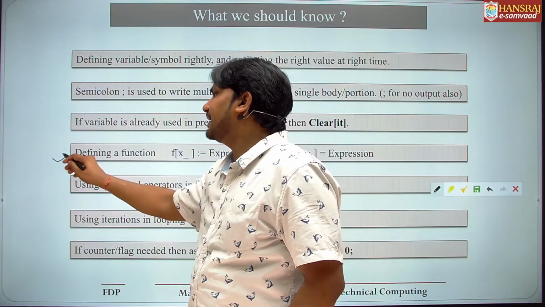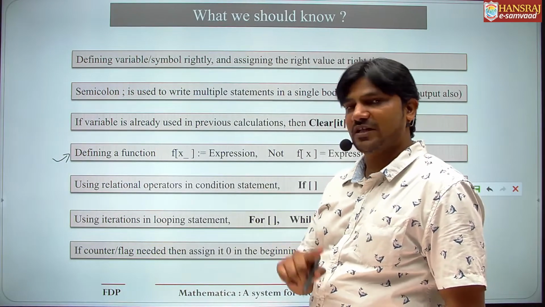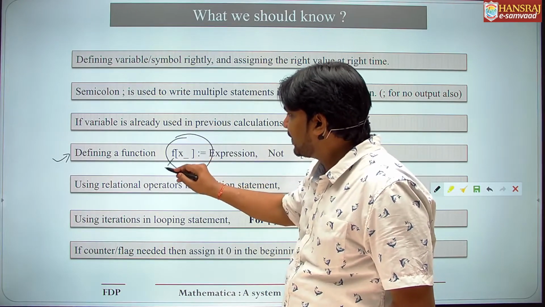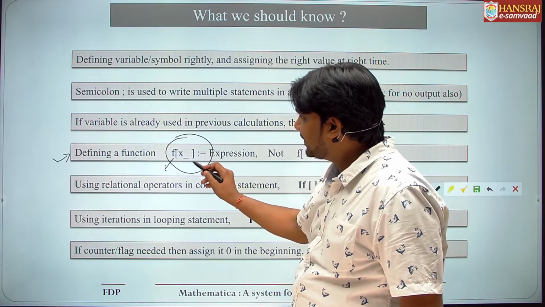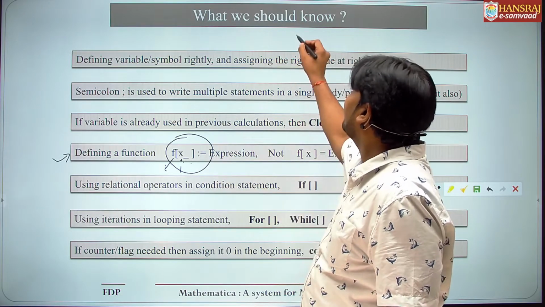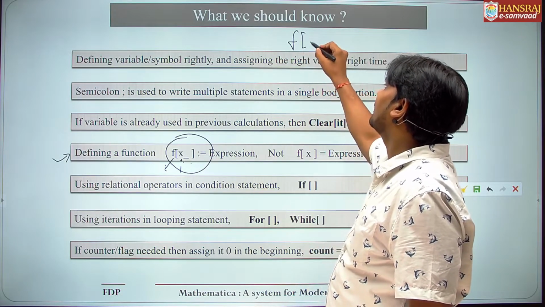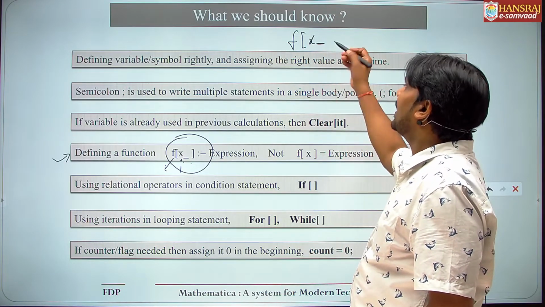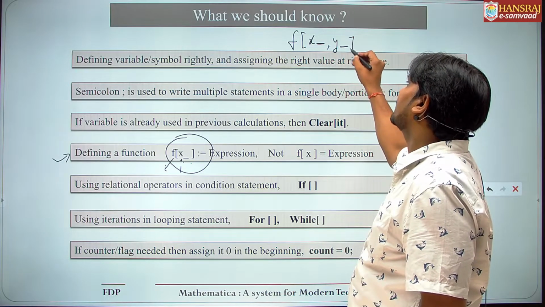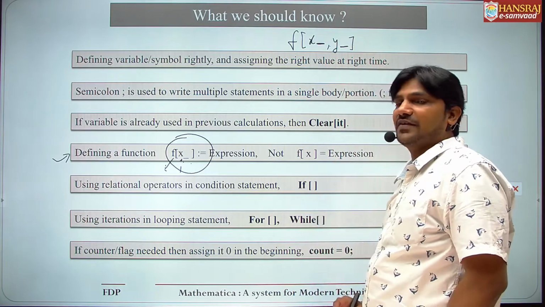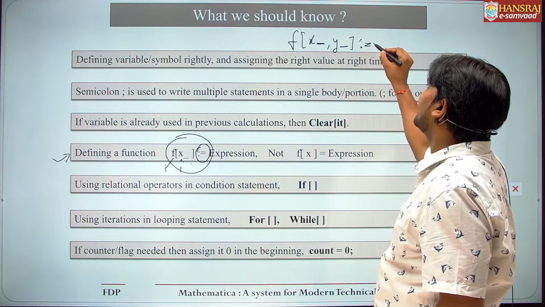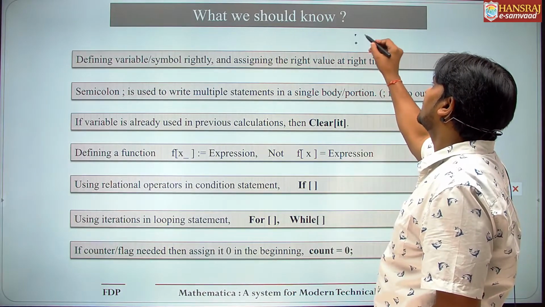Another is defining a function. How do you need to define a function in Mathematica? See very clearly: your function name, let's say f, then a square bracket, then your variable name with an underscore. You can see here f, function name, square bracket, variable name with underscore. If you have another variable, then put a comma, then y underscore, and then the square bracket. And after that, for defining a function, you need to use colon equal. That is nothing but the SetDelayed operator. This one is the SetDelayed operator.